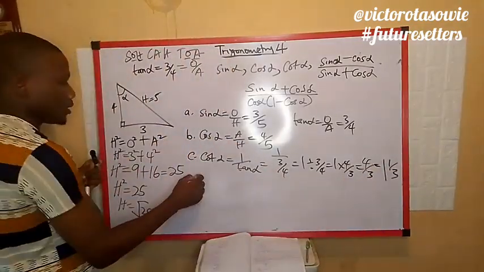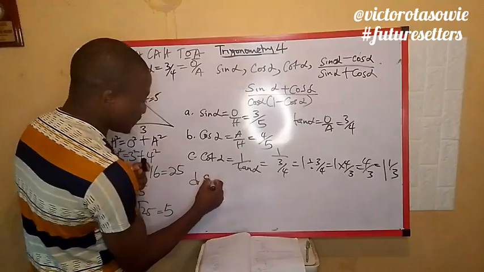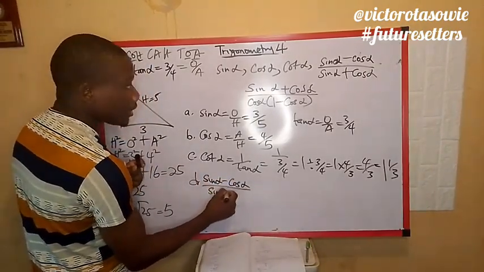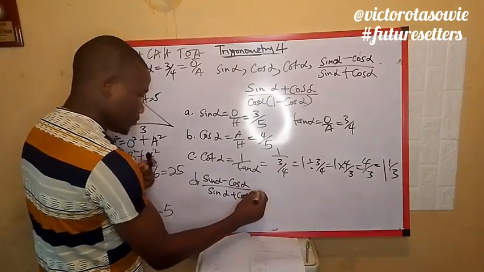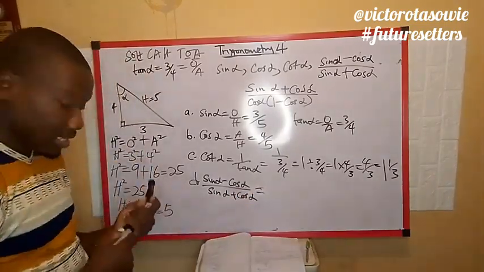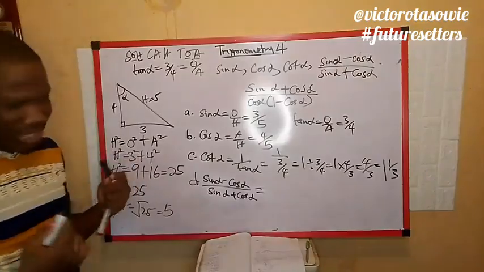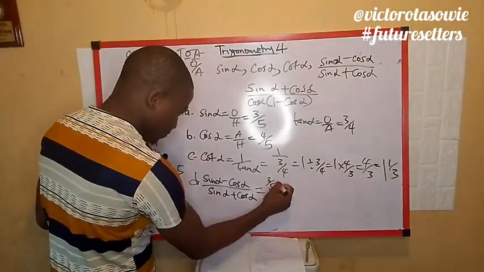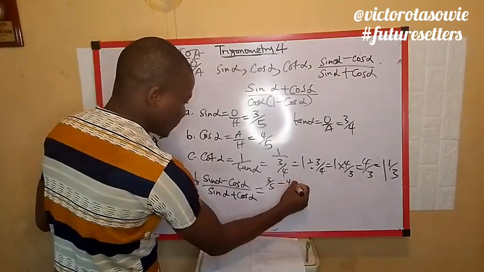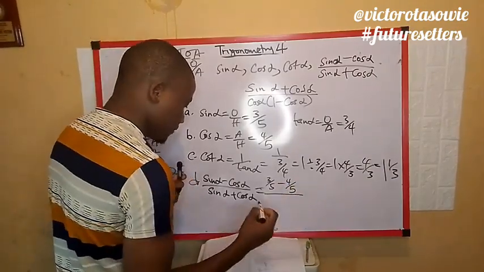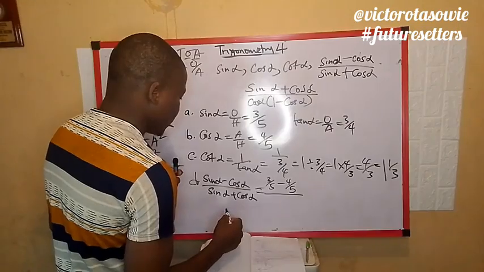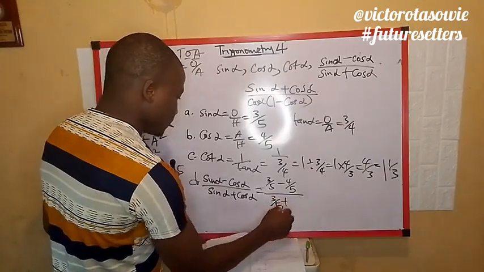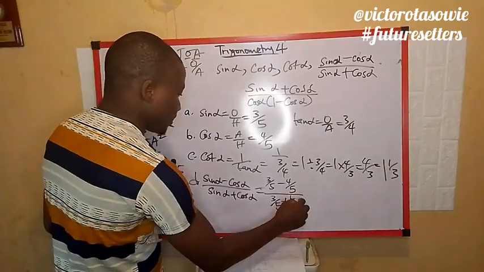Then we have D, which is sine alpha minus cos alpha over sine alpha plus cos alpha. So to do this, the only issue that a lot of you may have is you are not really good at adding fractions. So sine alpha, we already have sine alpha to be 3 over 5. Cos alpha is 4 over 5. Sine alpha is 3 over 5. Cos alpha is 4 over 5.